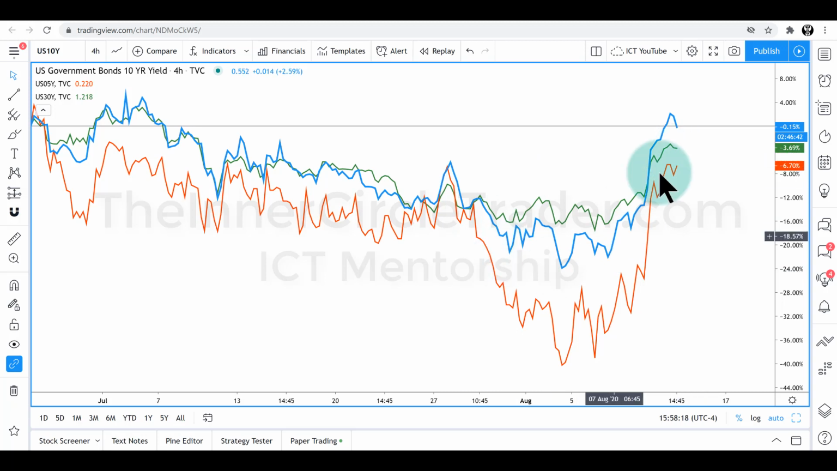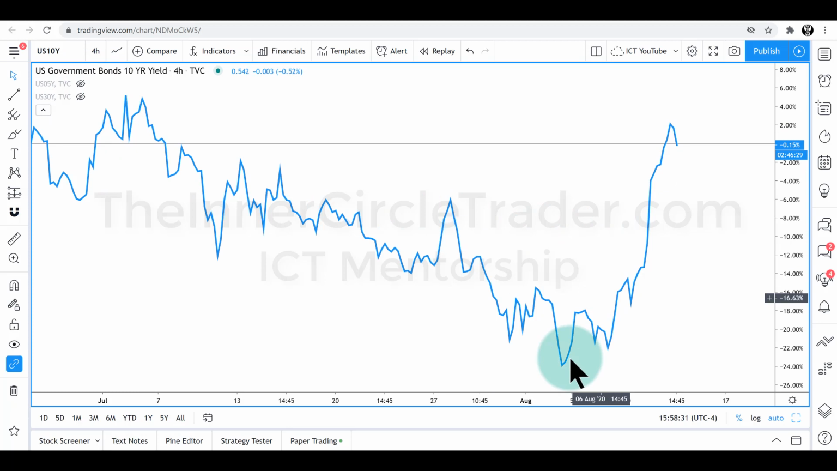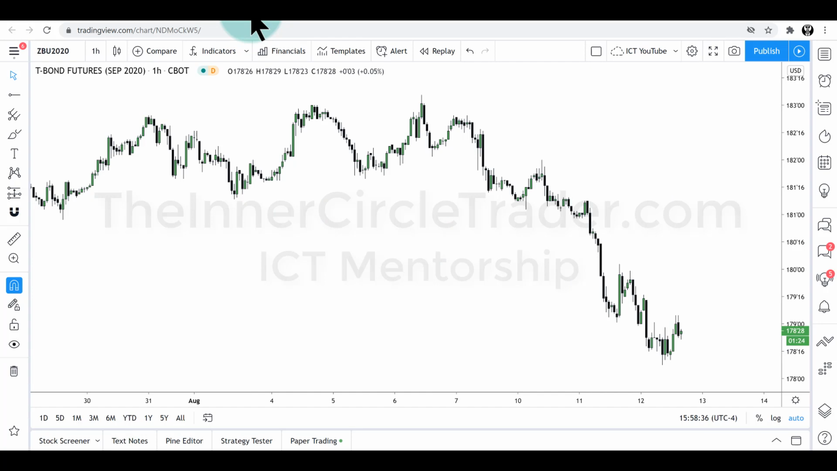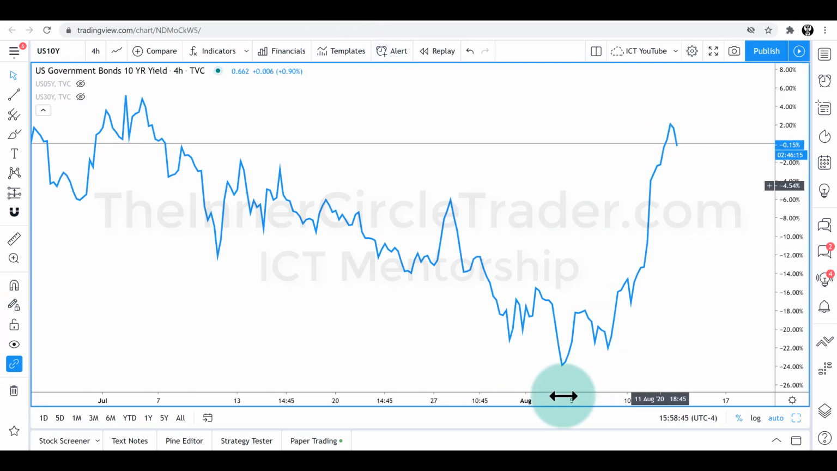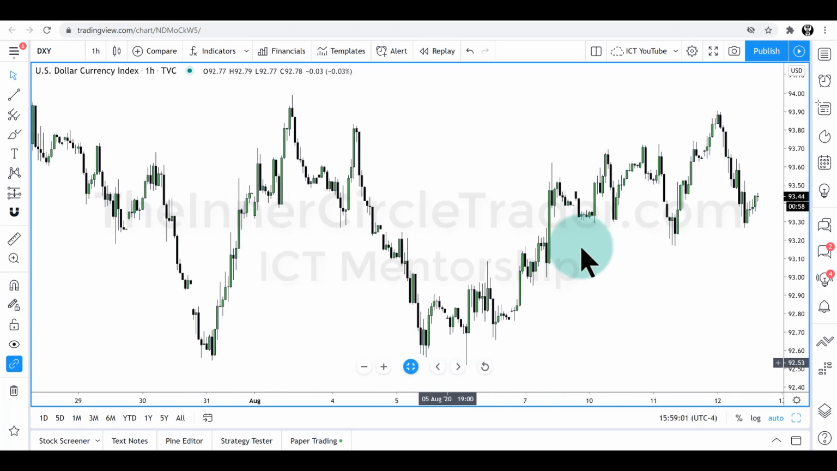If you couple that with what I just outlined on the dollar, this is the yield. If I turn that off, this is the opposite of what was being shown on this chart. You see that? Bond futures are dropping. That means interest rates are going up. That's what you see here. The interest rates are increasing. That is bullish for the dollar. On the 6th, the dollar starts to rally up.